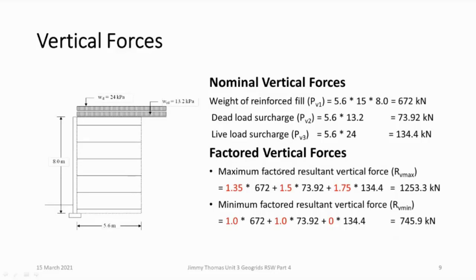Here we have to consider two situations, like a combination of the more critical conditions. If I want to check for bearing capacity, I want to consider the maximum possible value of the force. Whereas if I want to check for sliding, the more weight on this, the more stable it is. So in the case of sliding, I want to look at the worst possible situation, that is when the vertical force is the minimum. So we calculate two values, one the maximum value and one the minimum value.